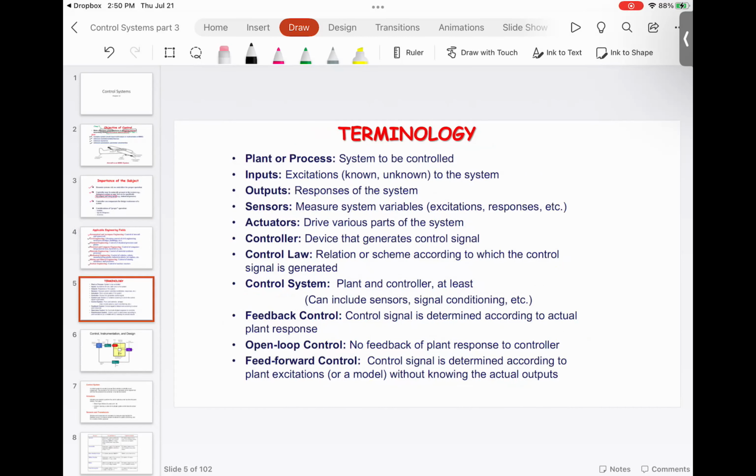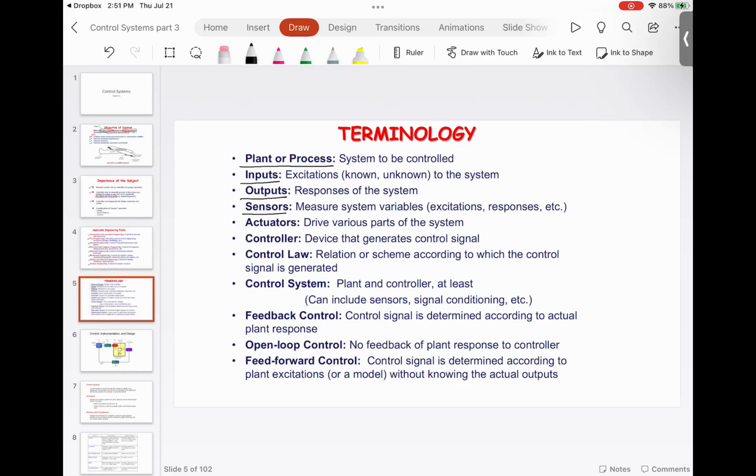What is the common taxonomy or terminology in controls engineering? You have something called the plant or the process. That is the thing to be controlled. You have inputs, that is the excitations. You have the output, which is the response.